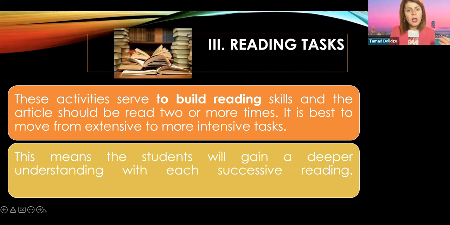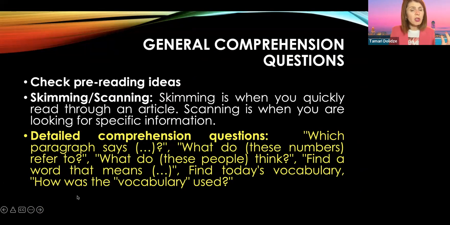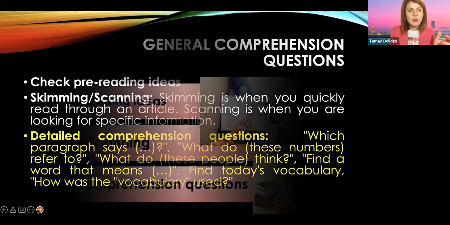As we see, we can definitely use different types of reading strategies like skimming for the general idea, and scanning. Skimming is when we ask students to quickly read the article, and scanning is when we get students engaged in looking for specific information. And in this case, we can definitely ask detailed comprehension questions. For example, which paragraph says, what do these people actually refer to? What do they think? Find a word which means, find today's vocabulary, how was this vocabulary used, etc.